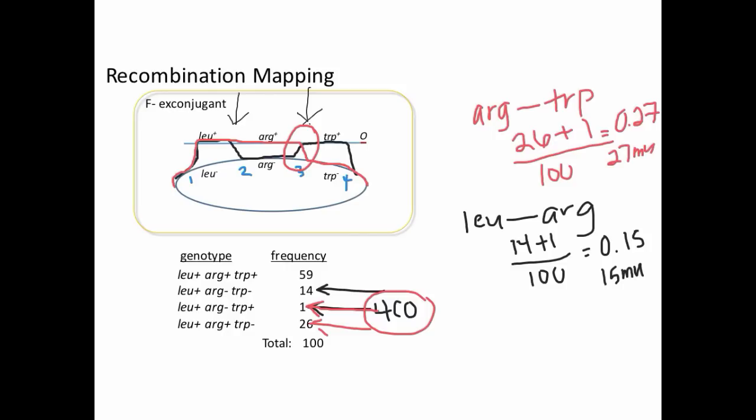So now, by a combination of the interrupted mating and recombination experiment, we have our order, where if this is the fertility factor origin, we have Trp and Arg, and we know that they are 27 map units apart. And then Lu is the furthest marker from the origin, and the distance between Lu and Arg is 15 map units.